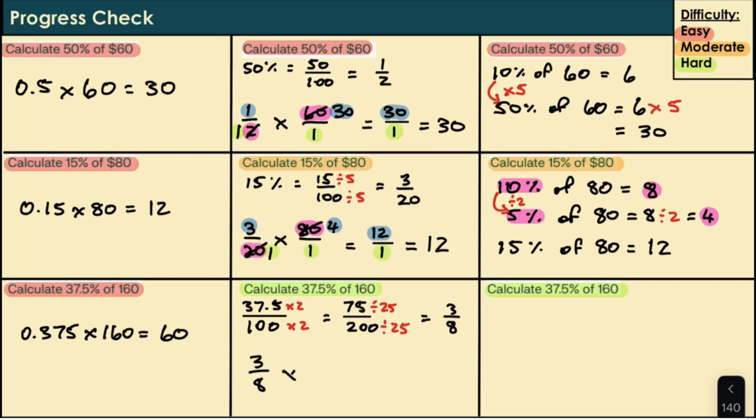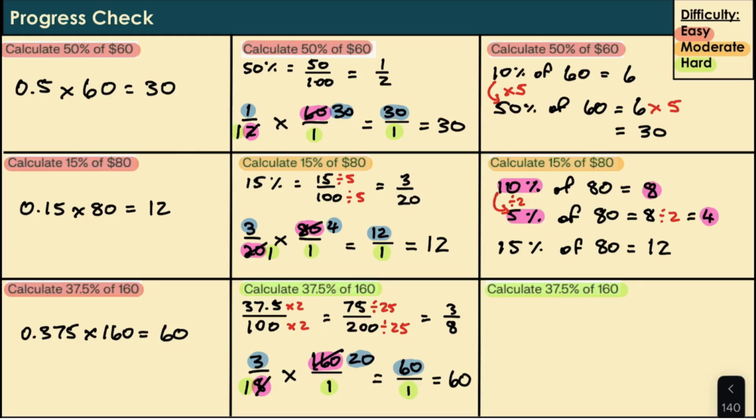3/8 of 160 over 1. We look for cross cancelling. The 8 and the 160 both can be divided by 8. 8 divided by 8 is 1. 160 divided by 8 is 20. Top times top will give us 60. Bottom times bottom will give us 1 on the bottom. And 60 over 1 is 60.